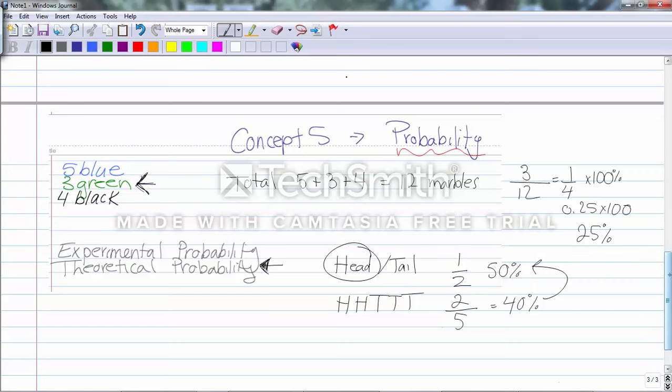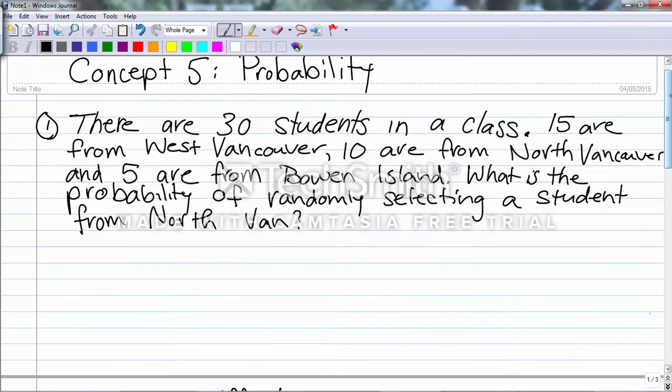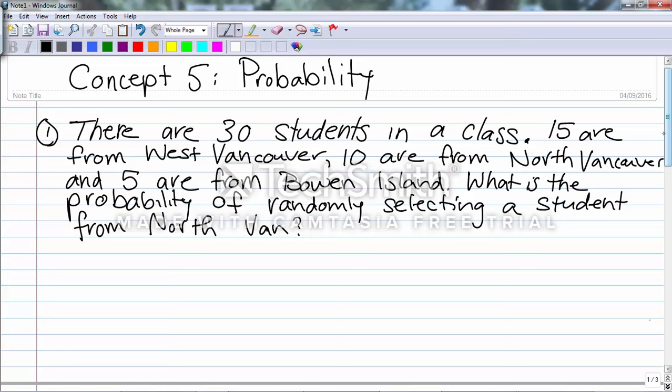Now, probability also has a lot to do with word problems. So we've got a couple up here ready to go. The first one: there are 30 students in a class. 15 are from West Van, 10 are from North Van, 5 are from Bowen. What is the probability of randomly selecting a student from the class who's from North Van? So this one's nice. They've got the total all ready for us, right? 30 students. So my total is 30. That's going on the bottom.